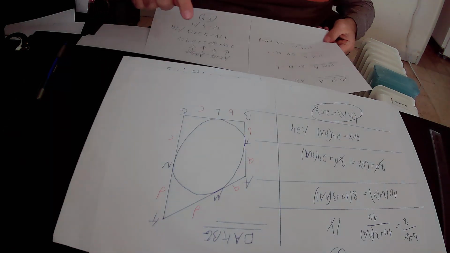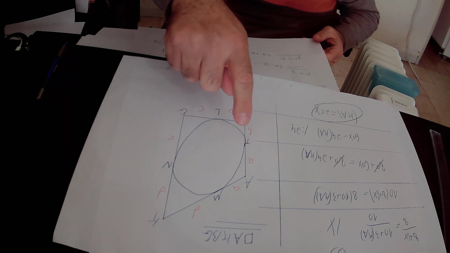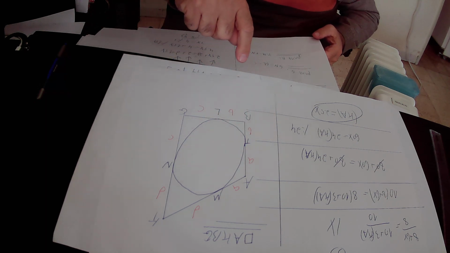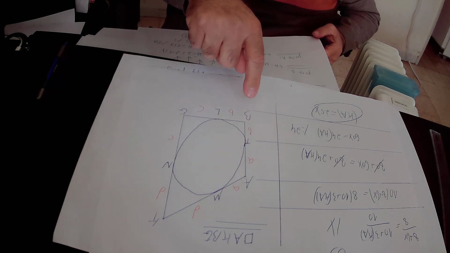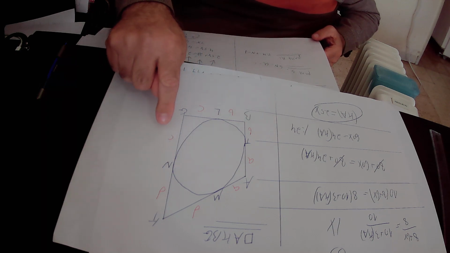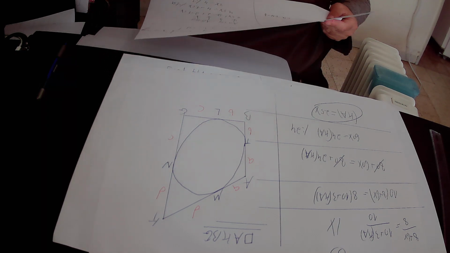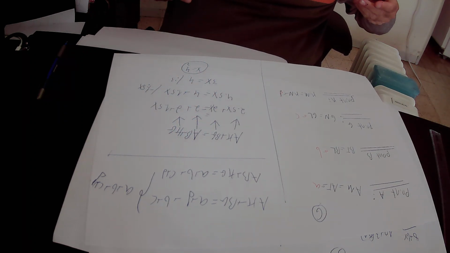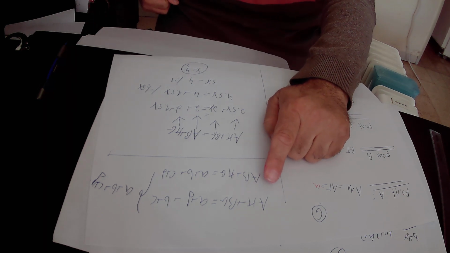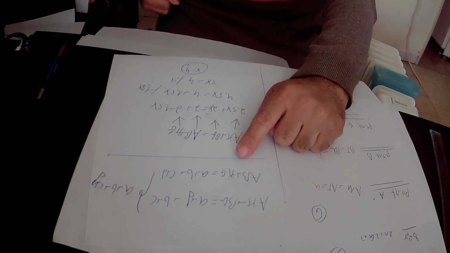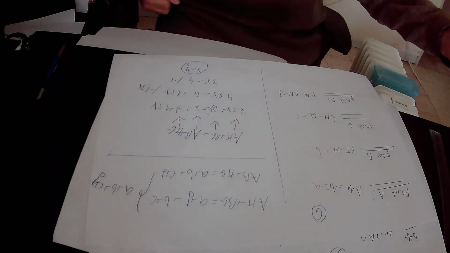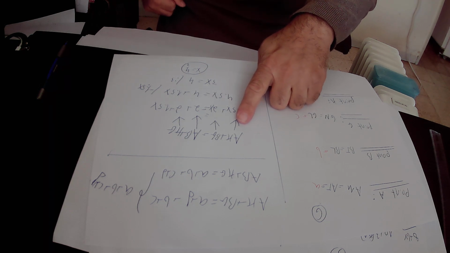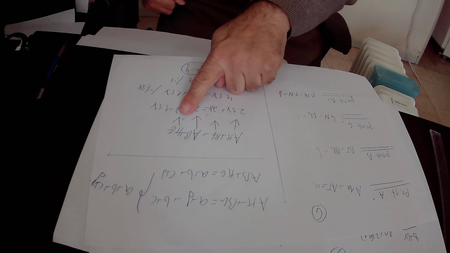Then we added side AB and side KG in quadrilateral AKBG. AB is A plus B. KG is C plus D. So in total, AB plus KG will be equal to A plus B plus C plus D. So both AK plus BG and AB plus KG are equal to A plus B plus C plus D, therefore they are equal to each other, of course. So we can write down that AK plus BG equals AB plus KG.